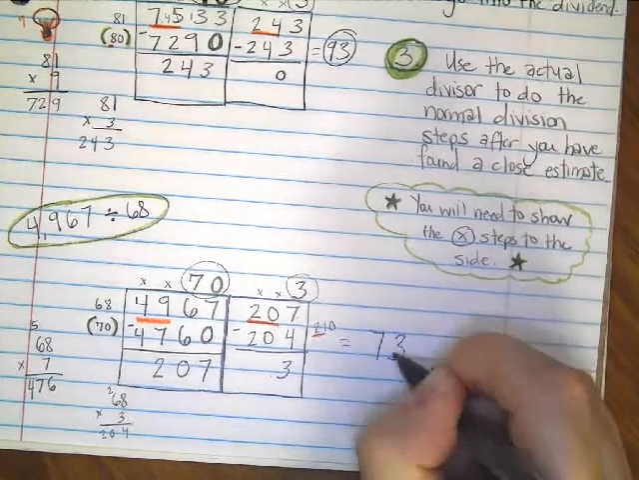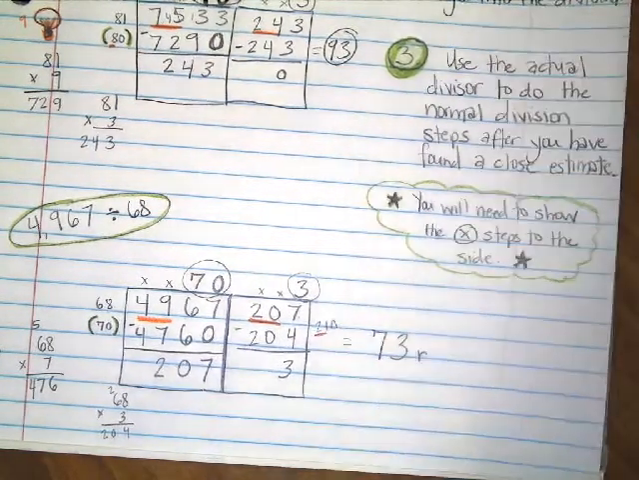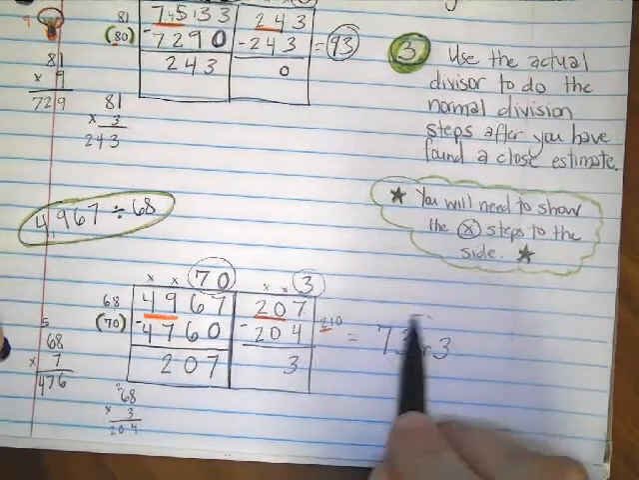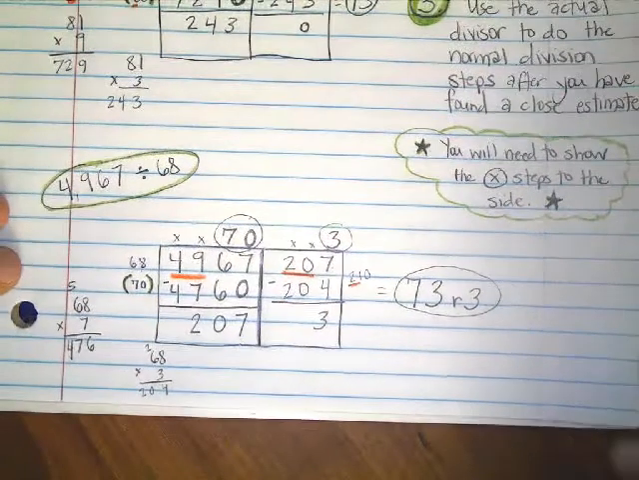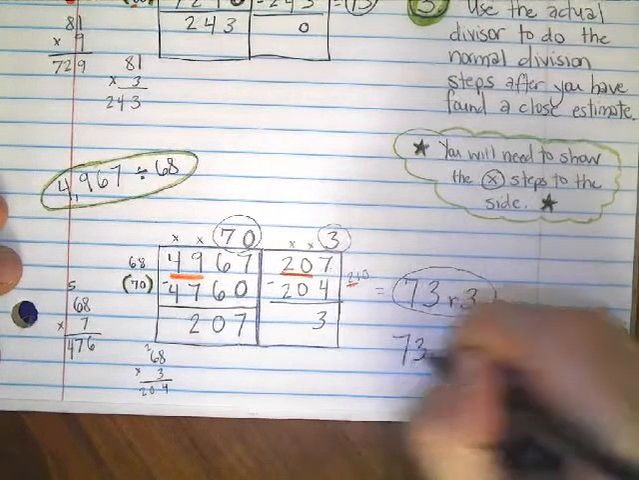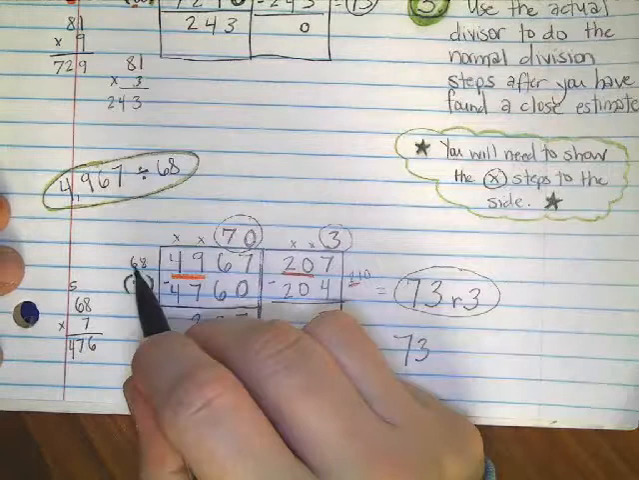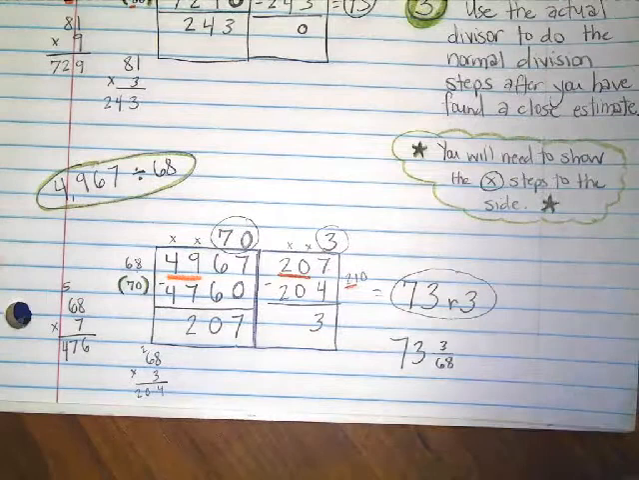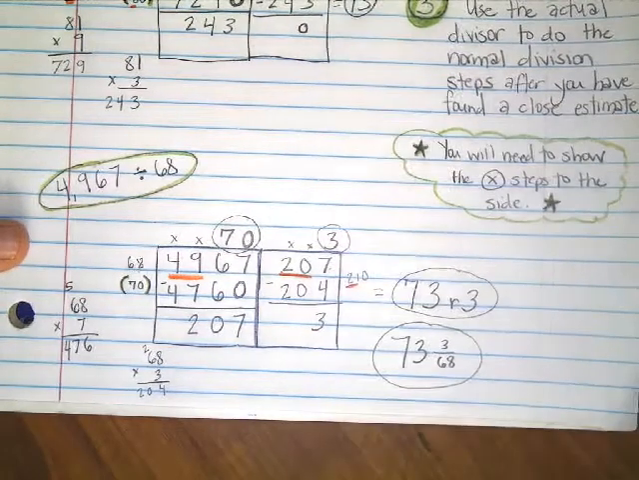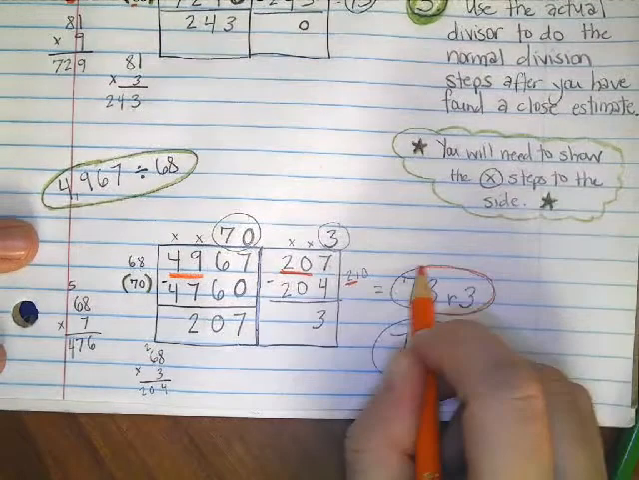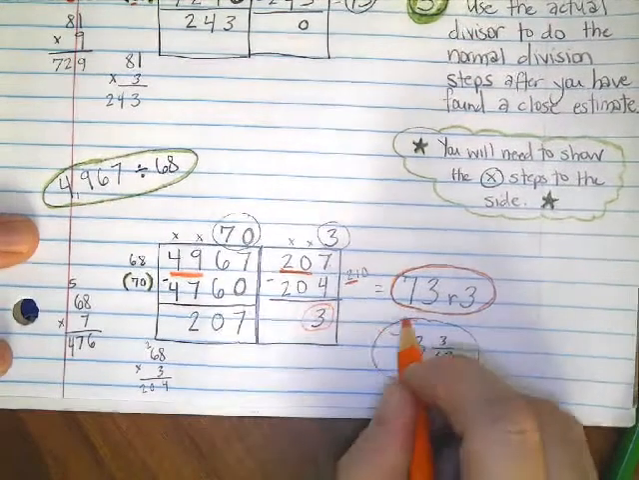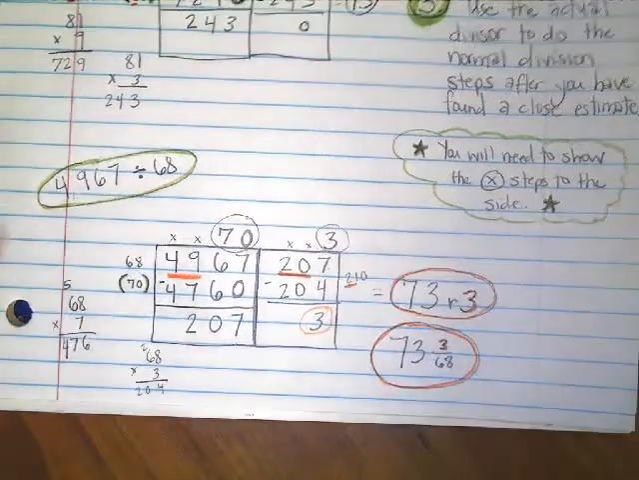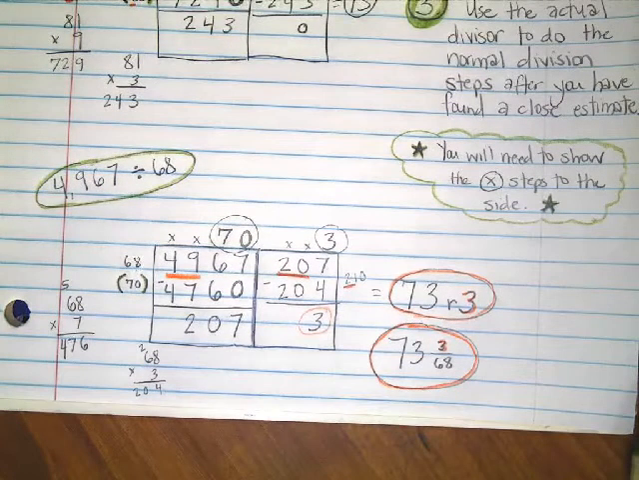So guess what, my friends? This problem has a remainder. We have our quotient, which is 73. And we have a remainder of 3. That is how you would write it if you were in what grade? 4th grade. How are you going to write it as a 5th grader? 73 and 3/68. Wow, we're going to change that into a fraction. That is the correct answer.